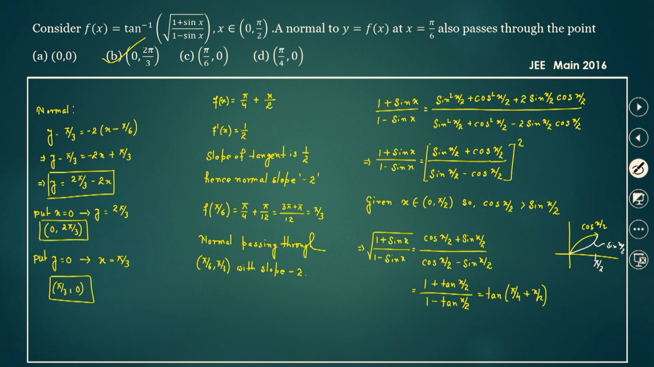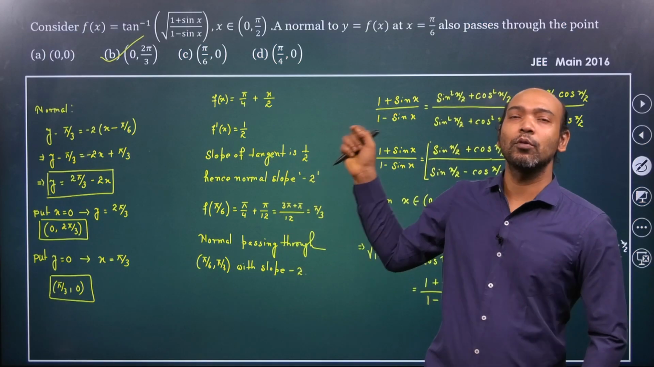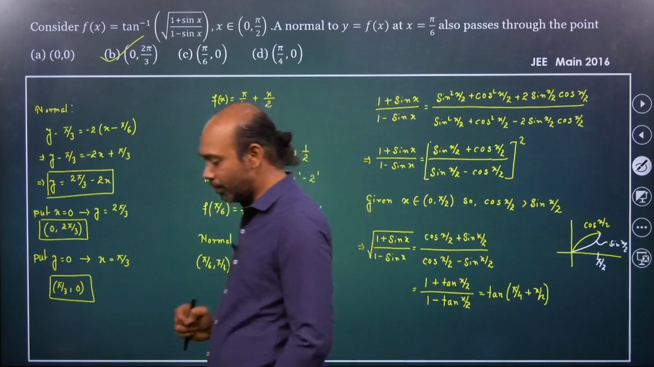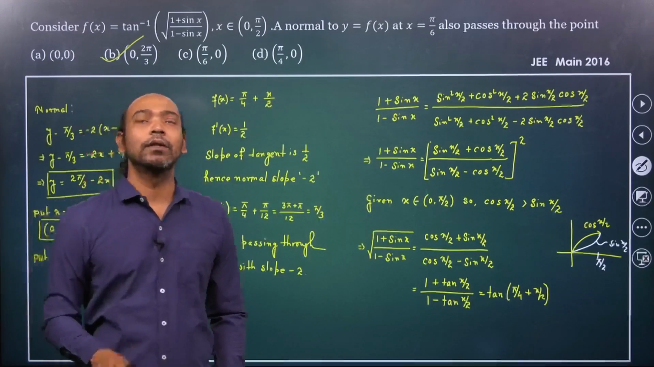Now see that the option is missing. So obviously in this problem there is only one option, and that is option B. And that's it. Hope you understood the problem.